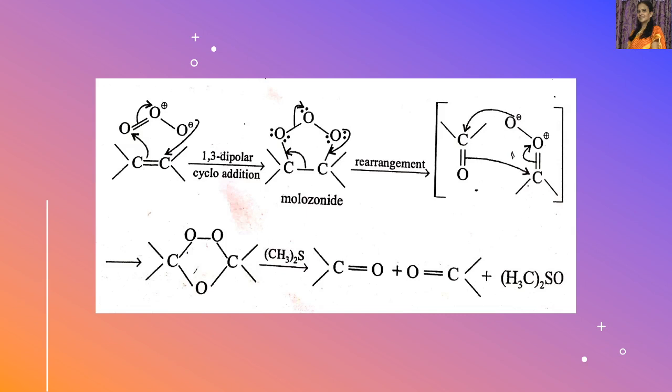So the bond here breaks. Here one carbonyl compound, and here the bond breaks. This bond breaks and this bond also breaks. Here also the bond breaks. So two molecules of carbonyl compounds are produced, and the other product is dimethyl sulfoxide. Dimethyl sulfoxide, DMSO.